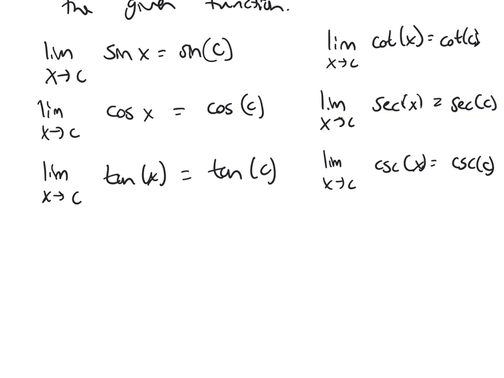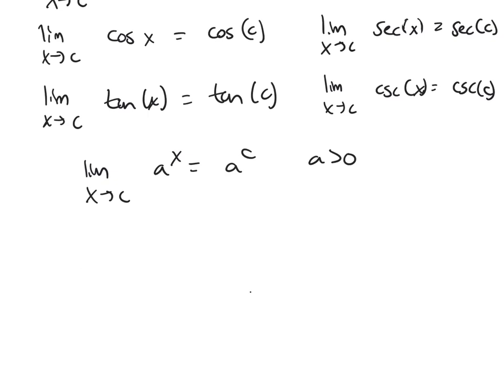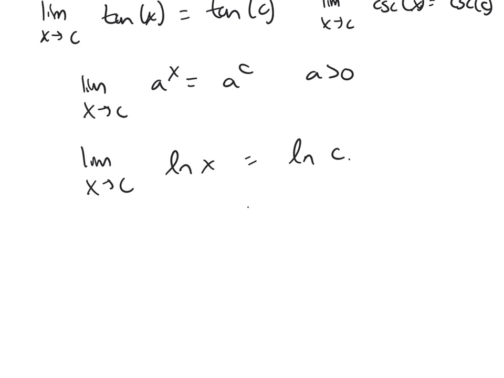And you also have something like that for exponents and the natural log. So the limit as x goes to c of a to the x would be a to the c, as long as a is positive. And the limit as x goes to c of ln of x will be ln of c. So let's look at a few limits involving these kinds of functions.